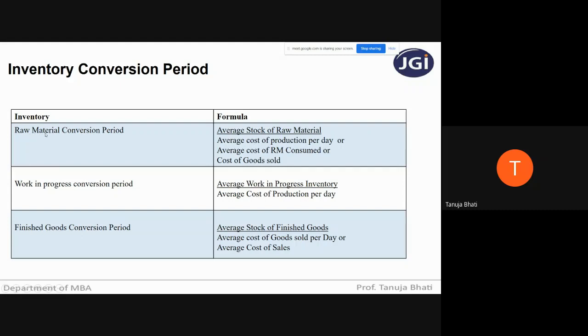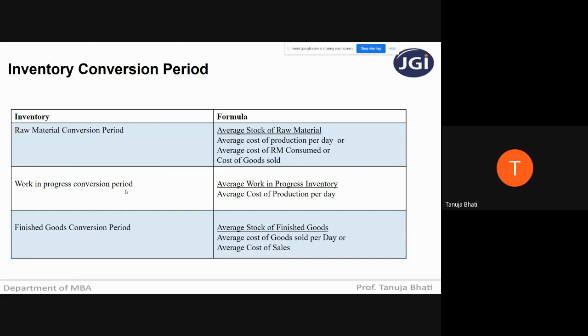So again, I'm repeating, raw material conversion period. How will you calculate this? You will take average stock of raw material divided by average cost of production per day, or average cost of raw material consumed, or cost of goods sold. Depending upon the information, suppose information of RM consumed is given, you will take the denominator as RM consumed. If information about all the three is given, you will take the denominator as average cost of production per day. Okay, next, work in progress conversion period. How will you find this? And everything is in number of days, students.